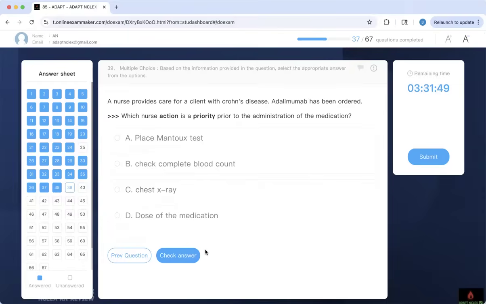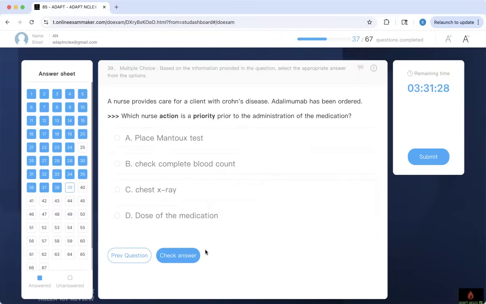And let's prepare care for a client with Crohn's disease, immunocompromised. You see, I'm giving you the way to read the question. When you read it, you say, oh, something is happening. Adalimumab, immunocompromised, has been ordered. Which next action is very important? If you're taking immunocompromising medication, you're going to do what?